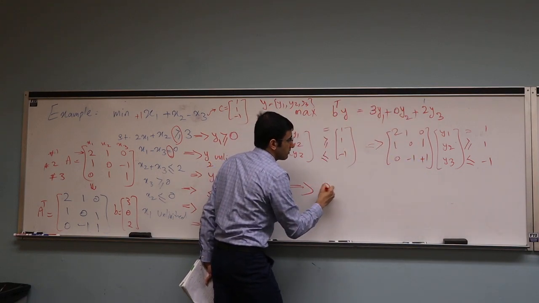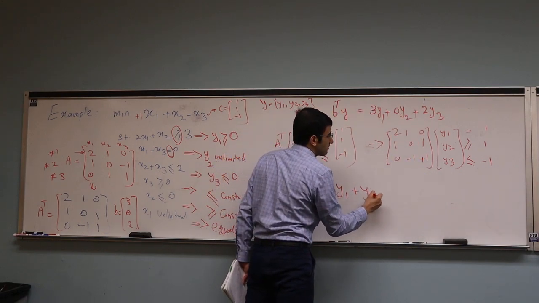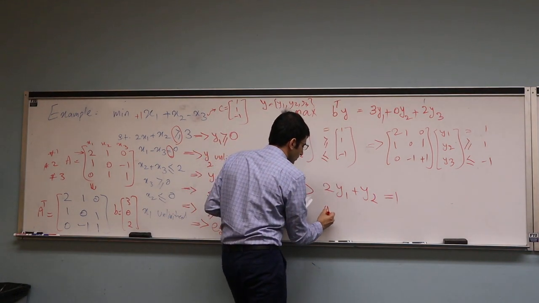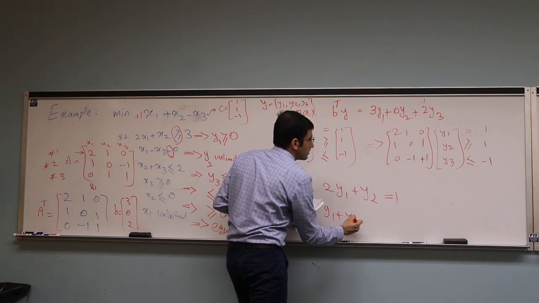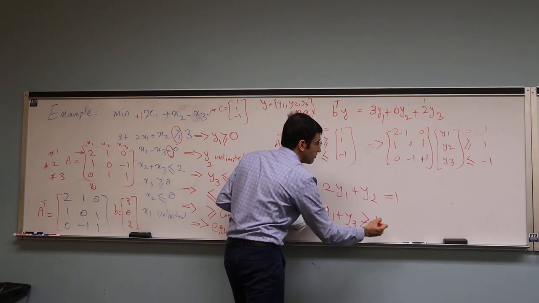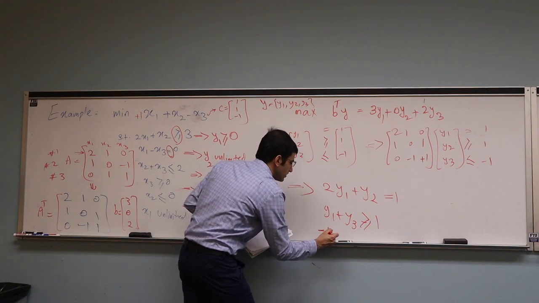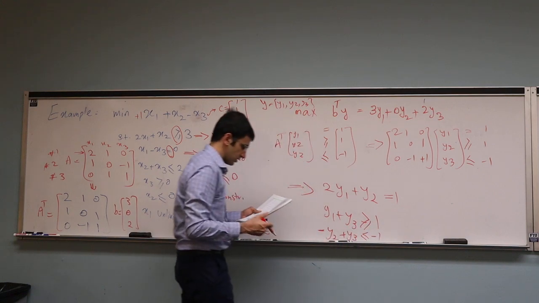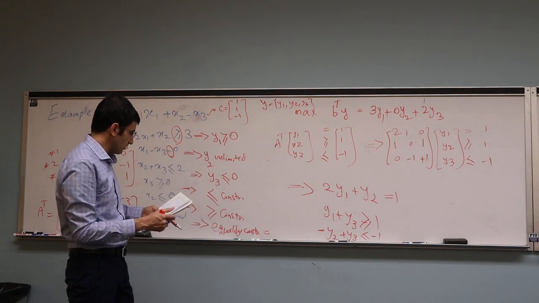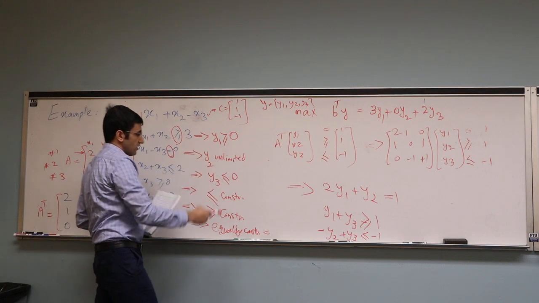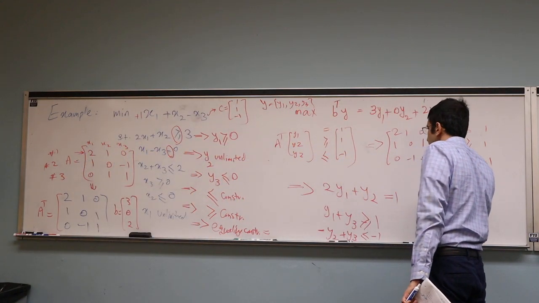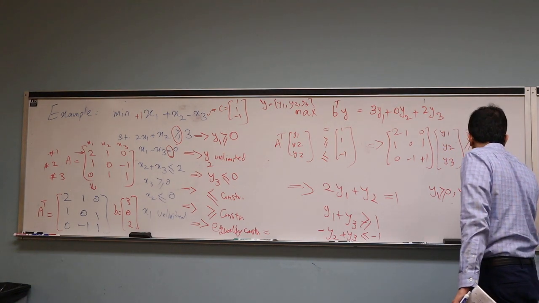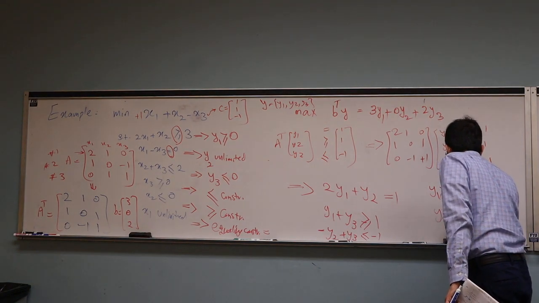So it gives us the set of constraints 2y1 plus y2 is equal to 1, y1 plus y3 greater than equal to 1, minus y2 plus y sub 3 greater than equal to negative 1. We also know some information about the limitation on y's. So we know that y1 is positive, y3 is negative, and y sub 2 is unlimited.